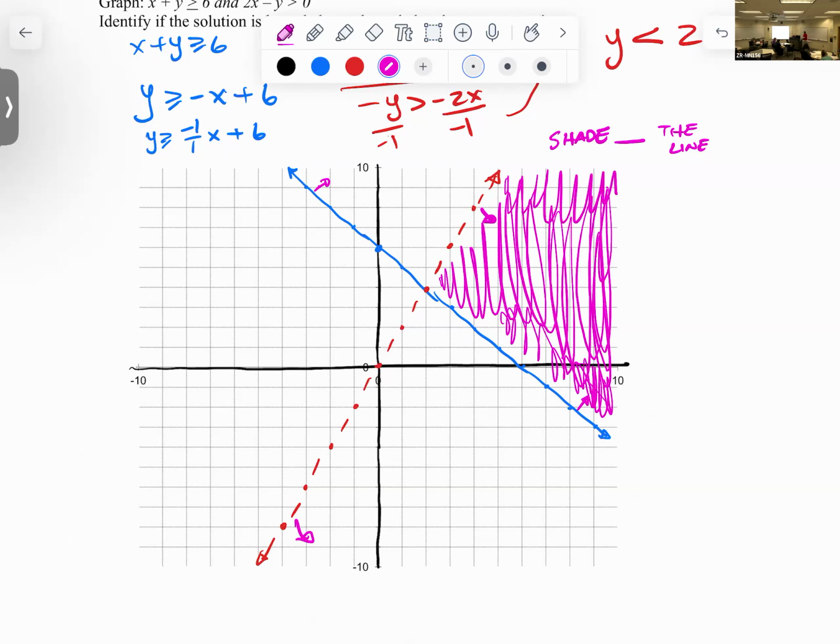Be aware, I want to emphasize that this does shade below. I see a lot of people shade to here and stop. The axis is just there as a helper for us graphing. It doesn't actually have anything to do with the solution region in this case.